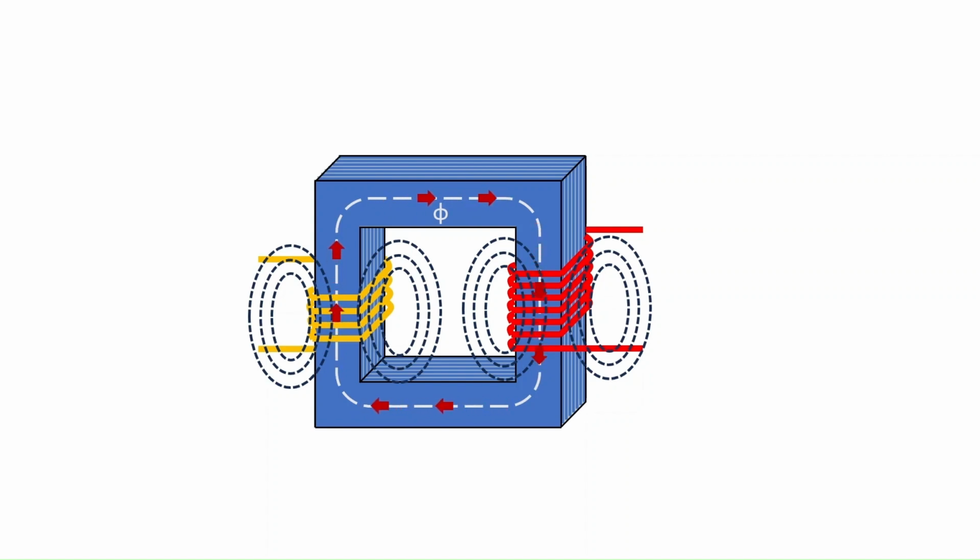That means we can say that a transformer transfers electrical energy from one circuit to another. It transfers electric power through electromagnetic induction. It transfers electric power without changing the frequency. Two circuits, that means primary and secondary coils, are linked with mutual induction. Now we will see the different types of the transformer.